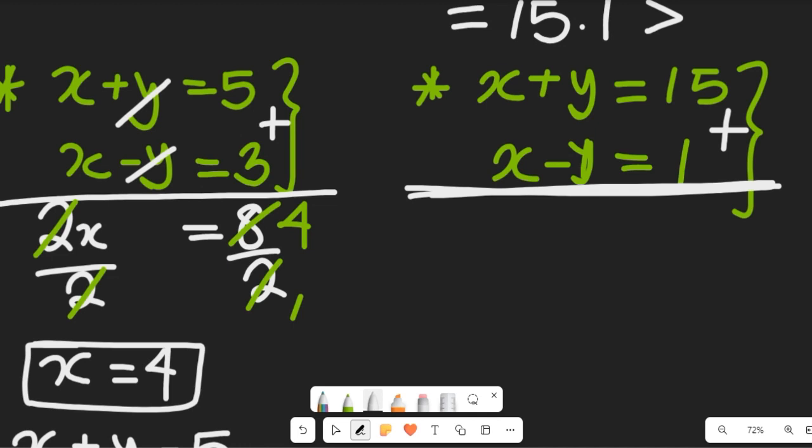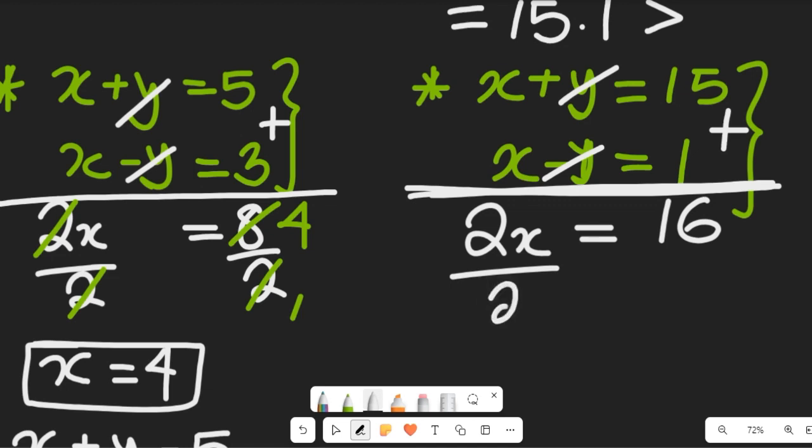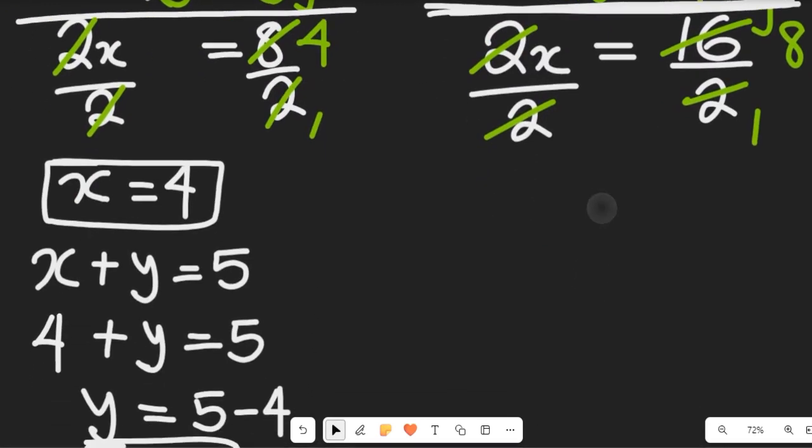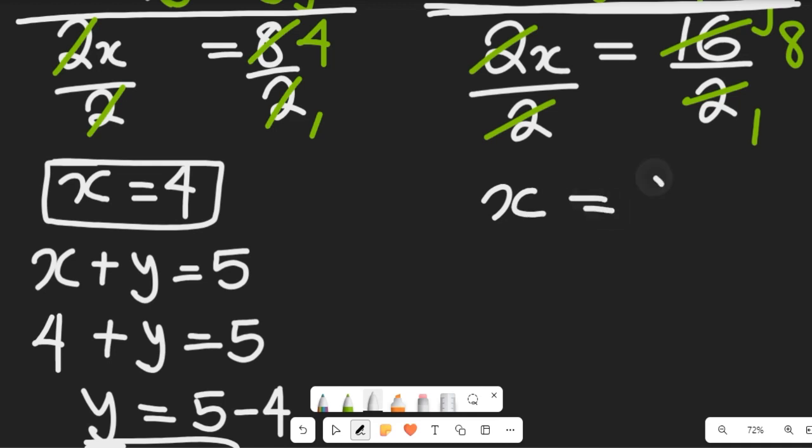If we add, we're going to find out that 2x plus x... sorry, x plus x is going to give us 2x, while this clears this, right? Because this plus this is 0. And this will be equal to 15 plus 1, which is 16. So if we divide here by 2 and divide this side by 2, this expression becomes 2 divided by 2, which is 1, and 16 divided by 2 is going to give us 8. So what do we have? We're going to have our x to be equal to 8.